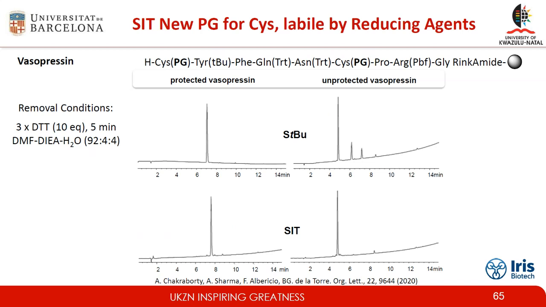Here is the vasopressin, and you can see we prepared it with Amit. We have to say Amit is a very hard worker. This is the protected vasopressin with the tert-butyl, the protected vasopressin with SIT, and 5 minutes, 3 times DTT. We can see that with the tert-butyl vasopressin, there is some tert-butyl still there, and with the SIT, all the SIT protecting group is removed.